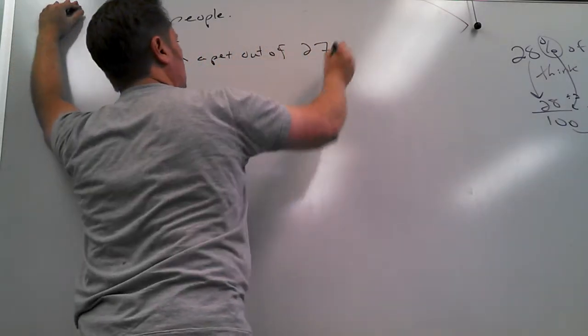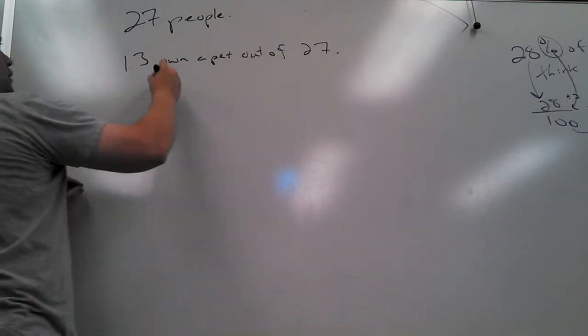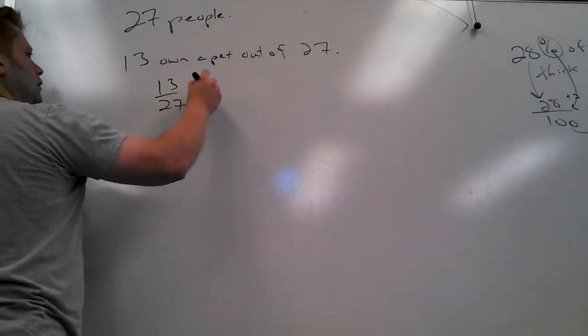So guys, you can see why we came right out of chapter 6 to here. If I say 13 people own a pet out of 27, how can you write that? How can you represent that? 13 over 27.